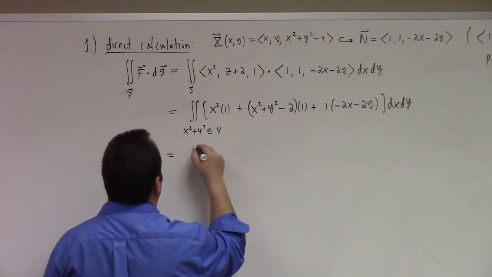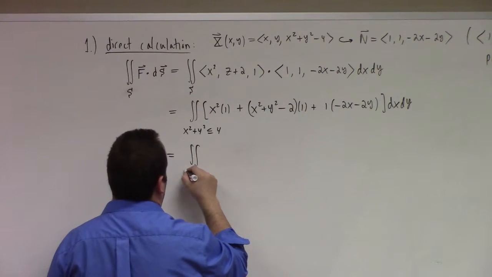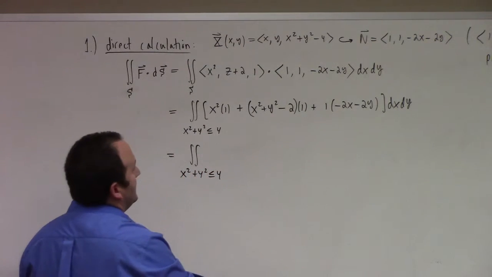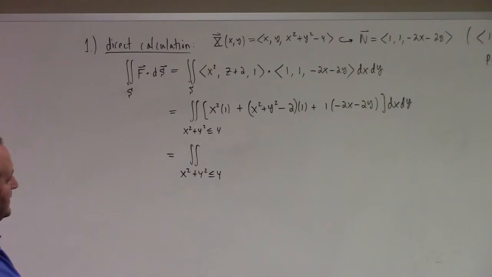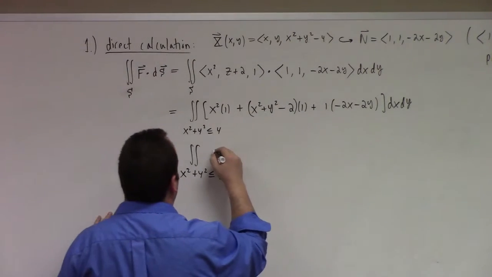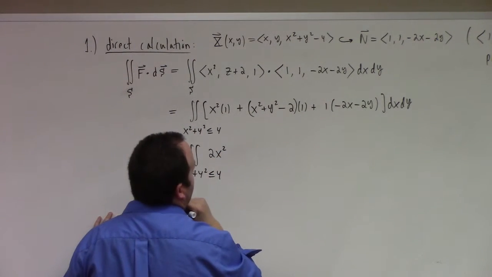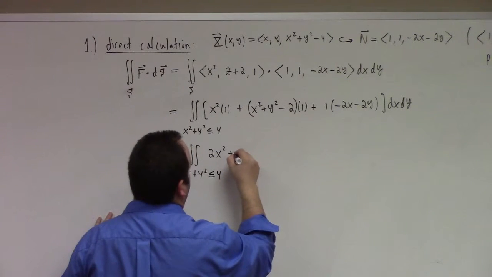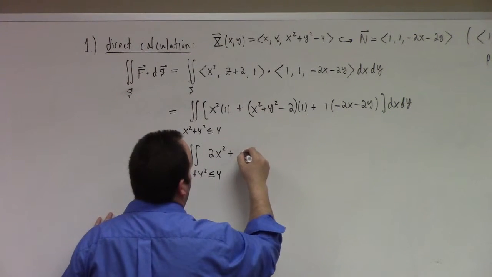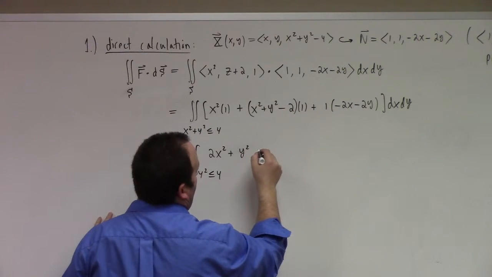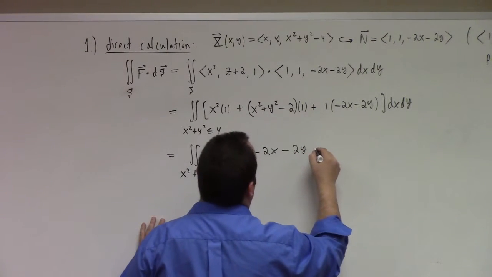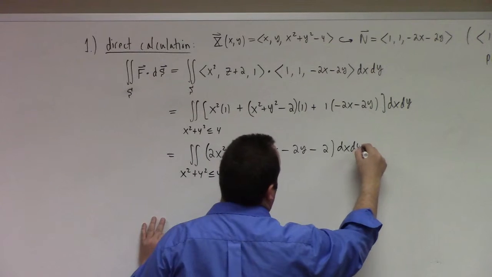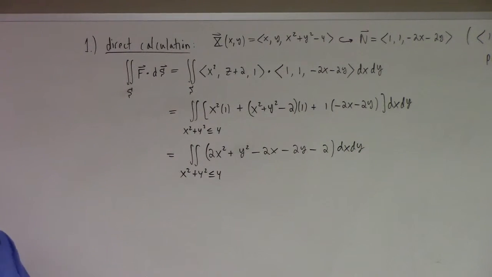What do we have here? We have the double integral over x squared plus y squared less than or equal to 4. And what do I actually have? I've got 2x squared, just 2 of them, right? 2x squared. How many y squareds do I have? 1 of them, right? Then minus 2x minus 2y minus 2 over dx dy. How do you do that integral?